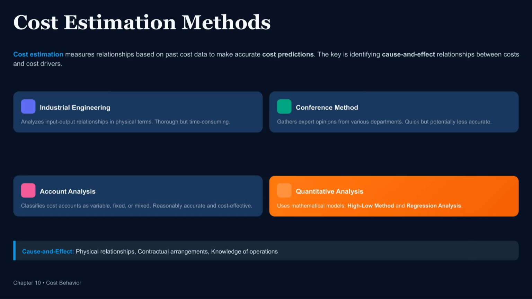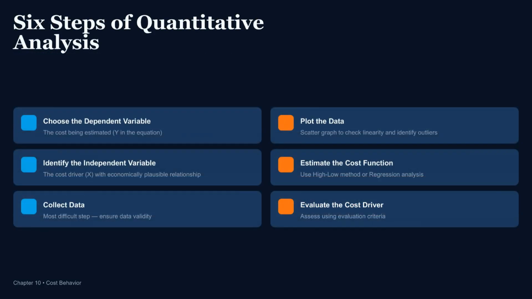Now let's walk through the 6 steps of quantitative analysis as our cost detective adventure. 1. Choose the dependent variable Y, the cost to be predicted. 2. Identify the independent variable X, the cost driver. 3. Collect data on the dependent and independent variables. 4. Plot the data to identify outliers and verify linear relationship. 5. Estimate the cost function using high-low or regression. 6. Evaluate the cost driver using statistical and economic criteria.